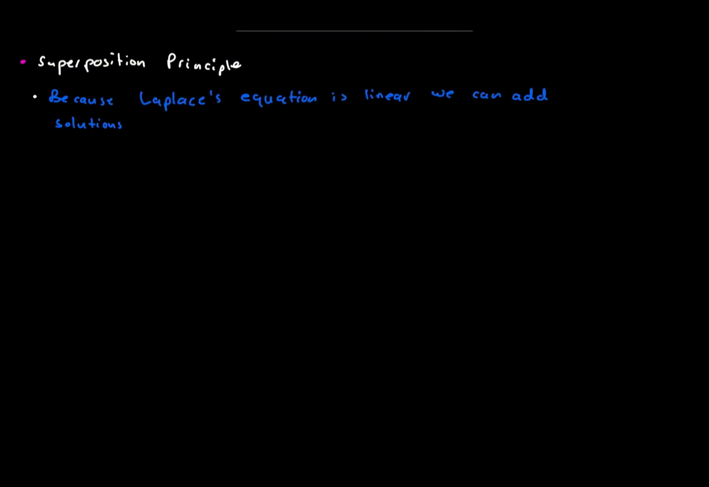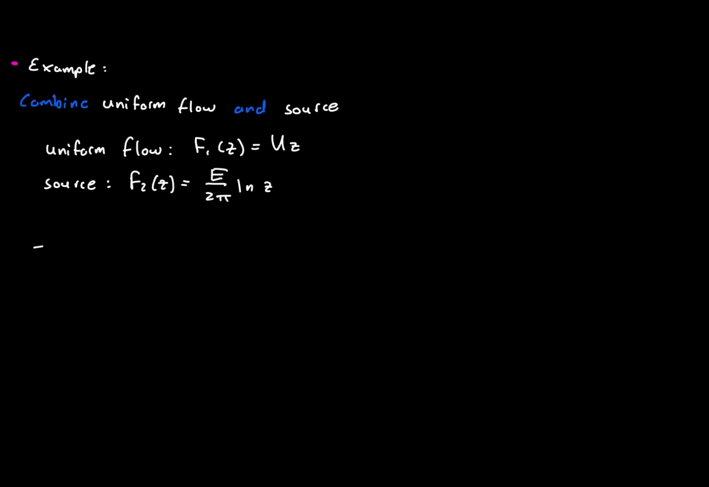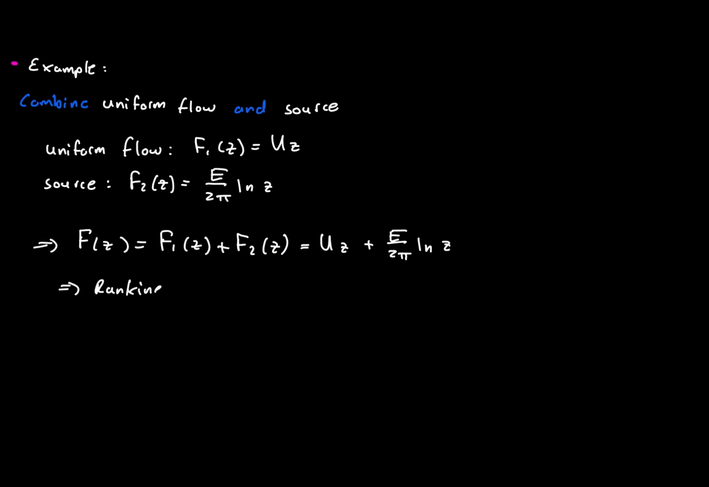Finally, we introduce the most important idea in potential flow: superposition. Because Laplace's equation is linear, we can add solutions together. For example, we can combine a uniform flow and a source. The complex potential becomes Uz plus m over 2 pi log of z. This combined flow produces a shape called a Rankine half-body.